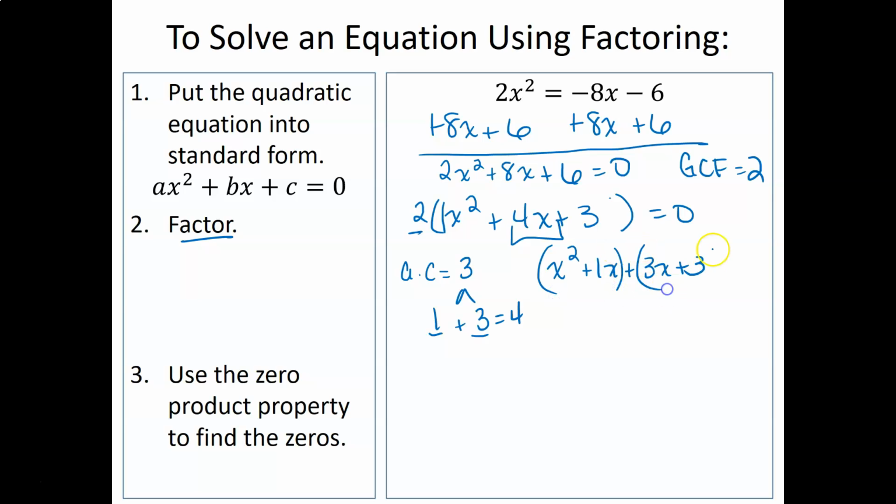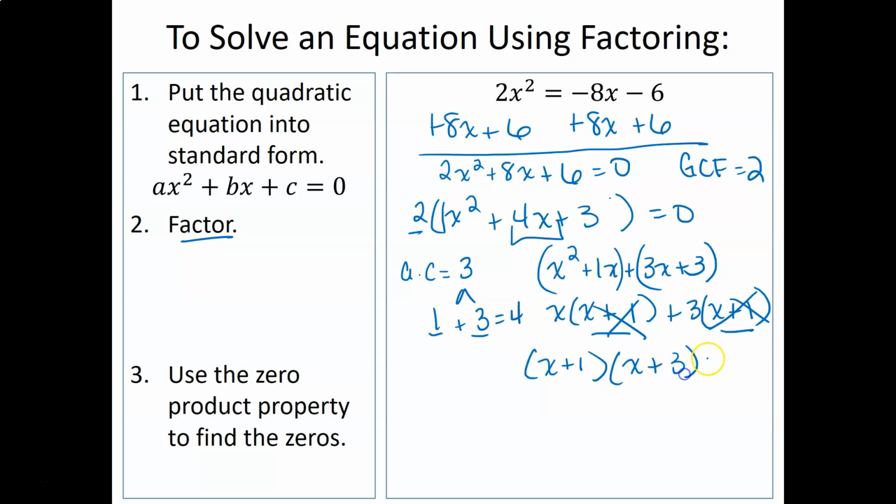Group these two together and group these two together. X squared and 1x have an overall GCF of x. X squared divided by x is x. 1x divided by x is 1. This has an overall GCF of 3. 3x divided by 3 is x. 3 divided by 3 is 1. The overall magic has happened. We've got x plus 1 for both, so that's our new common factor. And that leaves me with x plus 3.